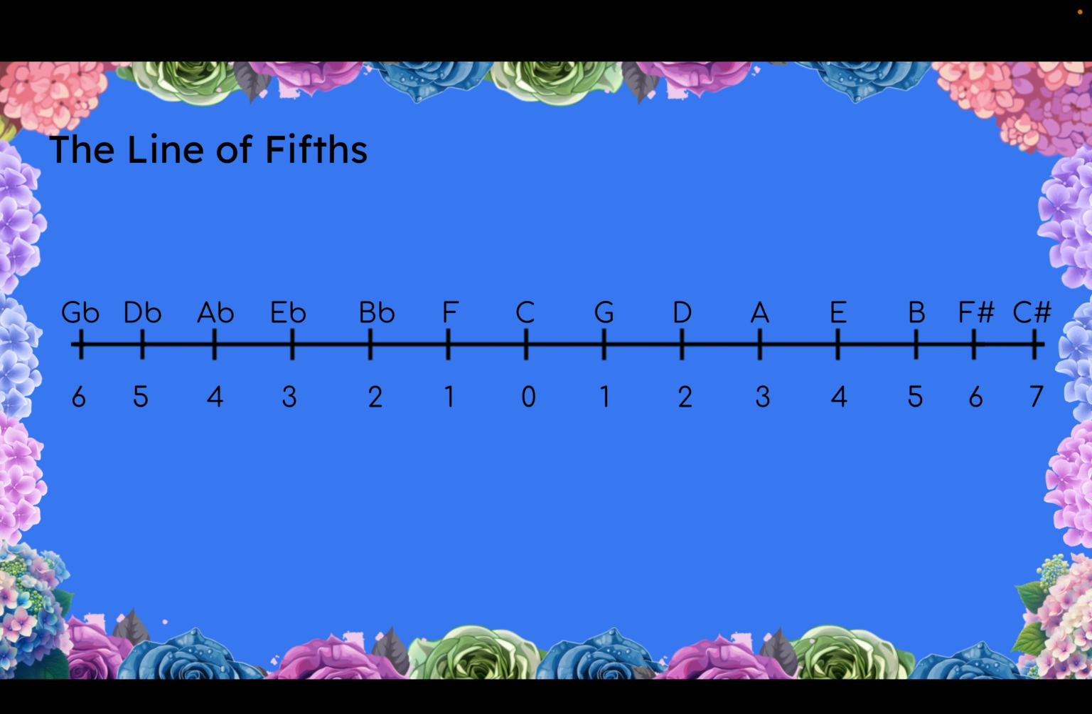So at the center you have C. It has 0 sharps, 0 flats. C major, 0 sharps, 0 flats. So when you go to the right, well, how I formatted it here is when you go to the right, you increase in the number of sharps. When you go to the left, you increase in the number of flats.